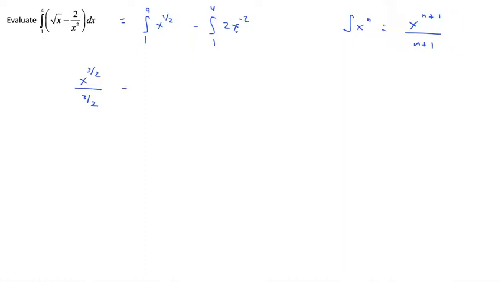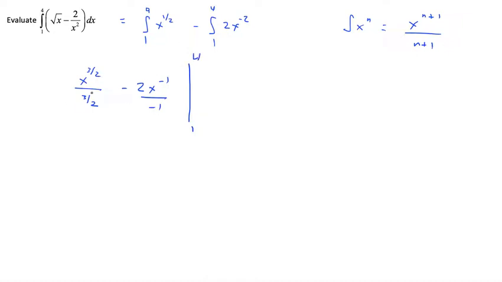And then minus, in this case, you've got to be careful. The 2 does come in front. So we get 2, now negative 2 plus 1 is negative 1, all over negative 1. And we're going to evaluate this from 1 to 4.